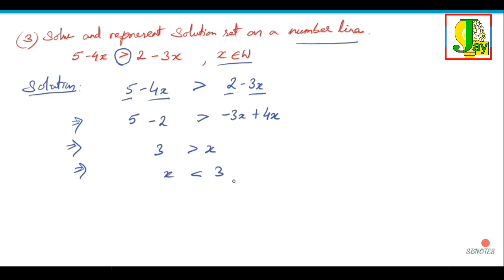Okay, so our replacement set is whole numbers, x belongs to whole numbers. This is the replacement set, and so what will the solution set be? Where do whole numbers start? From 0. 0, 1 and less than 3, 2. Can we write 3? No, because it's less than 3, not less than or equal to 3. So 0, 1 and 2. So this is our solution set and we have to represent this on the number line.